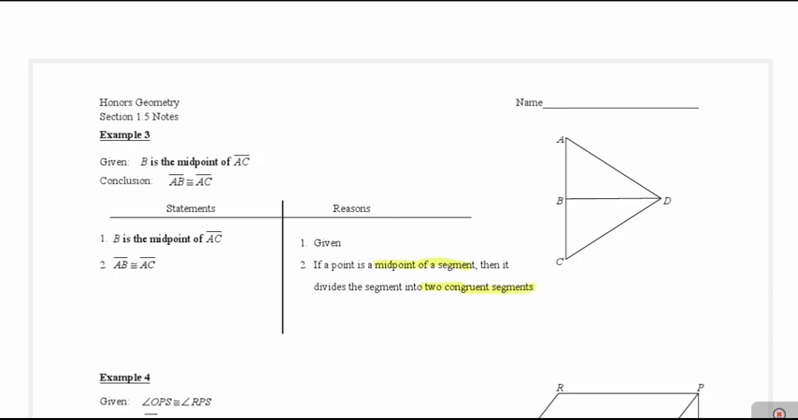Notice that I started with my given that a point is a midpoint of a segment, and then I ended with that it divides the segment into two congruent segments. So the order of your reason is extremely important. So please pause the video now and try example 4.